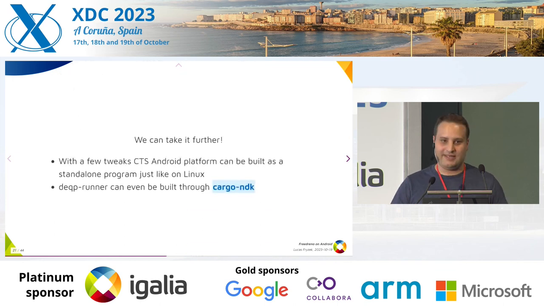But we can even take it further. Although the stock CTS, when you try to build on an Android platform, only lets you target an APK build, we can modify the CTS Android platform to build more like the Linux one, where it's a command line app, and then you can, again, copy that to your device, and then run it from this nice ADB shell environment. And in fact, if you keep repeating what I'm doing here, there's a Cargo NDK, which is an implementation of Cargo targeting Android devices, that lets you build basically anything in the Cargo repos for Android, which includes DEQP runner, which is great because now I can run tests and they will finish before the end of the day.